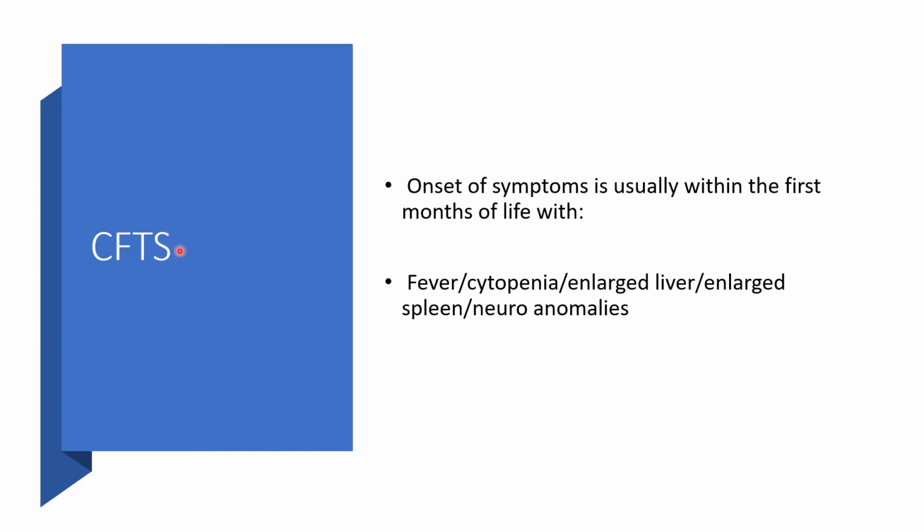Now, the clinical features. Onset of symptoms is usually within the first months of life. Like I said earlier, the first 3 months of life. And that will be associated with fever, cytopenia, enlarged liver, that is hepatomegaly, enlarged spleen, and neuroanomalies.